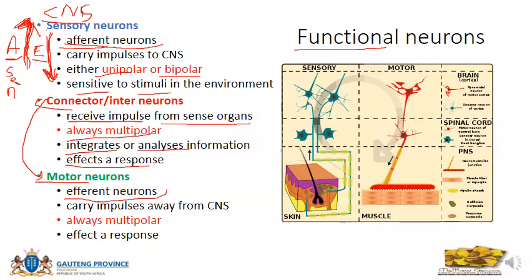It carries impulses, like earlier explained, from the central nervous system, and it is also always multipolar, just like the connector neuron. They are always multipolar. Notice that it is only the sensory that is never multipolar. It is either unipolar or bipolar. And it also affects the response. It takes the response back down to what we call the effector, where the action is going to be executed. The effector could either be a gland or muscle.